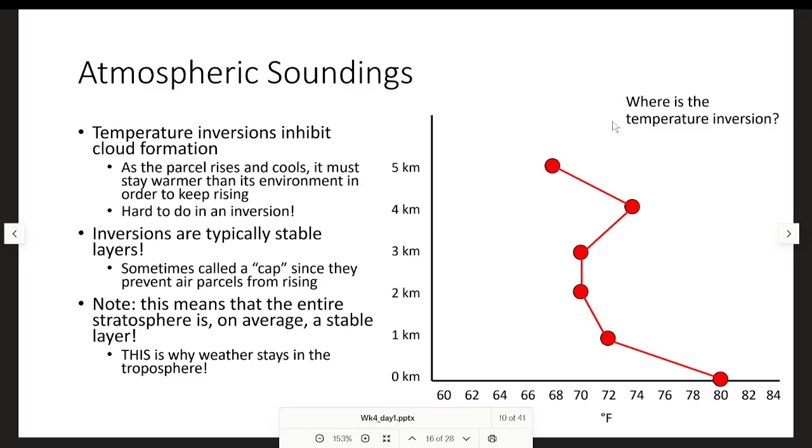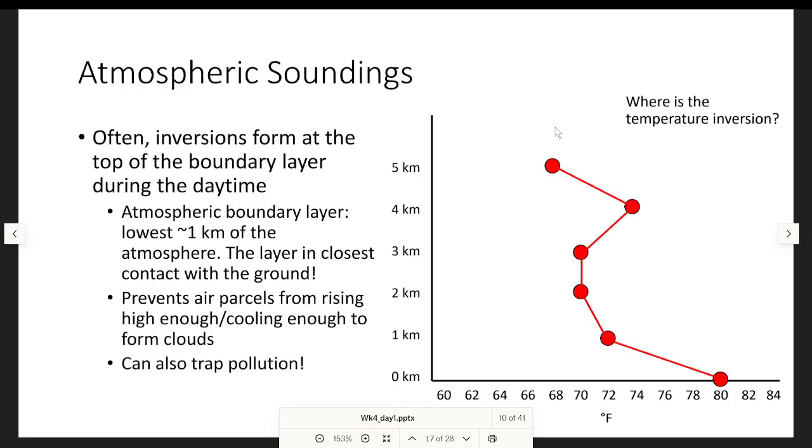Once you get up to the stratosphere, it starts warming up. That's where the tropopause is, where the temperature stops cooling and starts warming up. It's farther up here, like 12 kilometers or something. You're not going to get any weather to form past that because it's heating up due to the ozone layer.